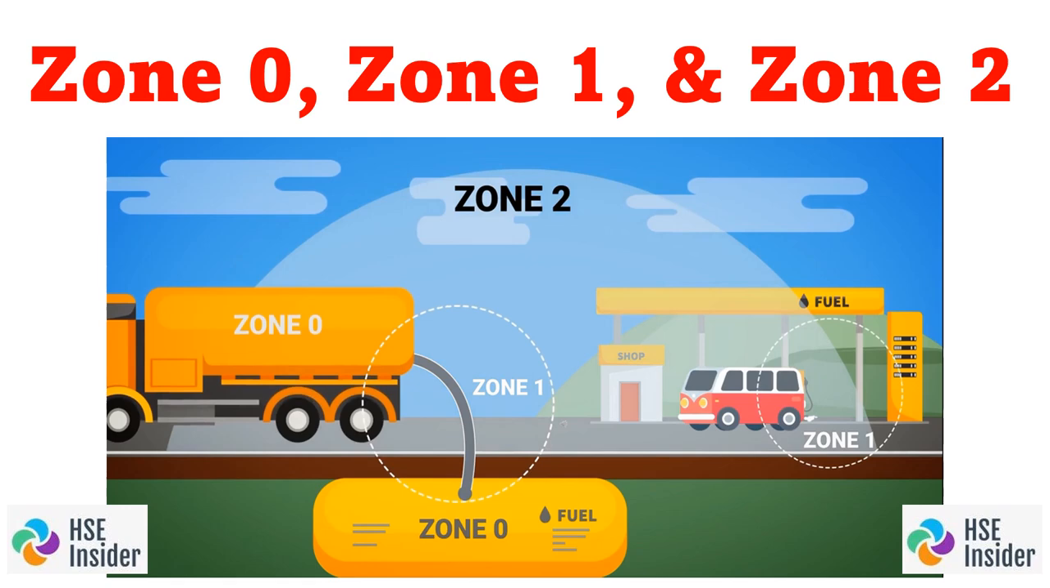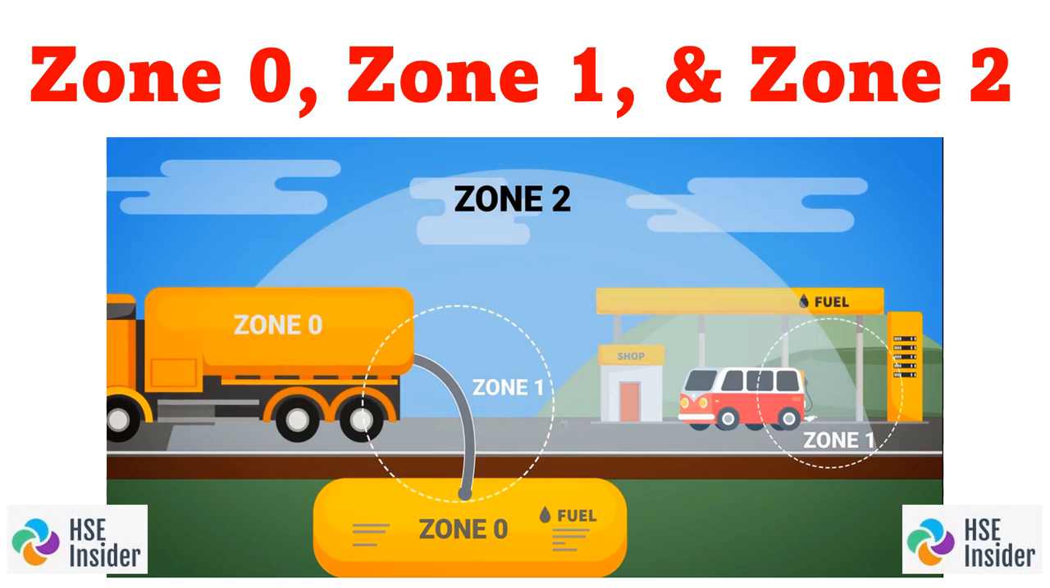In industries, it is crucial to understand and classify areas based on the potential presence of hazardous substances to ensure the safety of workers and prevent accidents. One common classification system used for this purpose is the zoning system, which divides a facility into different zones based on the likelihood of an explosive atmosphere being present. The three main zones are Zone 0, Zone 1, and Zone 2.